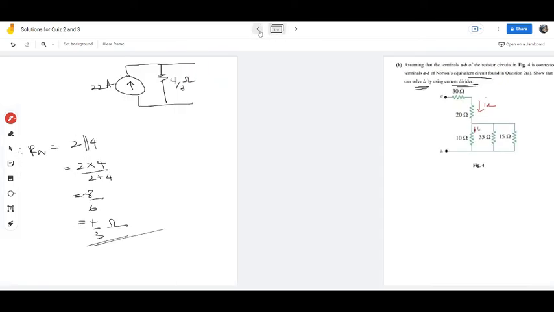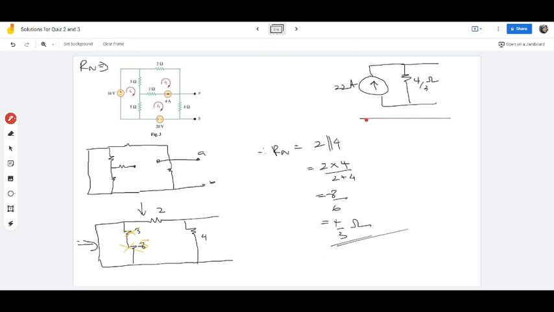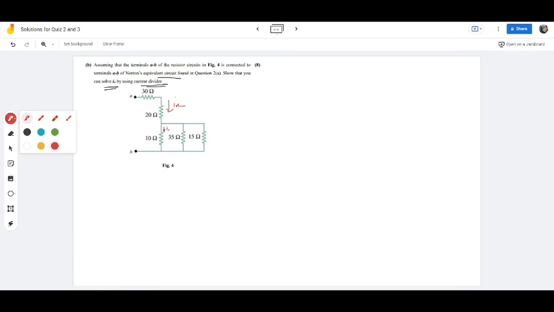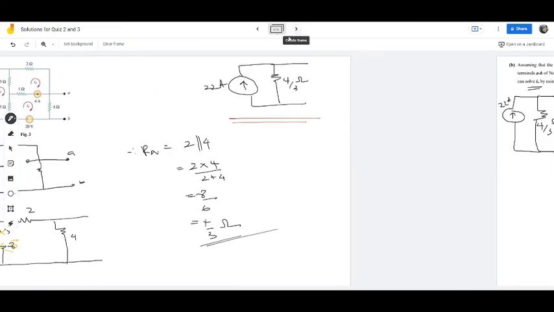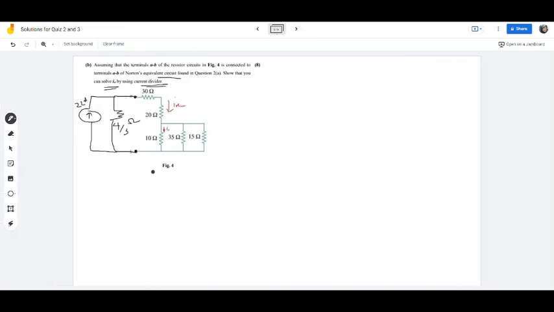So, going back to your equivalent circuit, let us sketch. I know I can do this. You can also do that if you want. So that is the 4 over 3 ohm, and don't forget your Norton current of 22 ampere. So this is how basically you connect your Norton equivalent circuit to your resistor circuit. If you have that sketch, you'll definitely get a point over there.